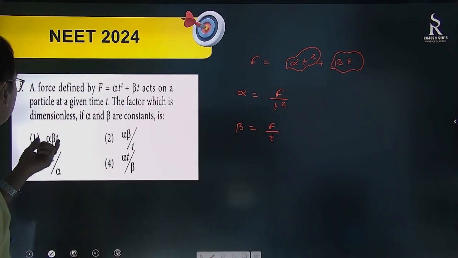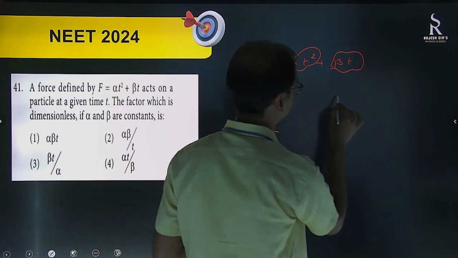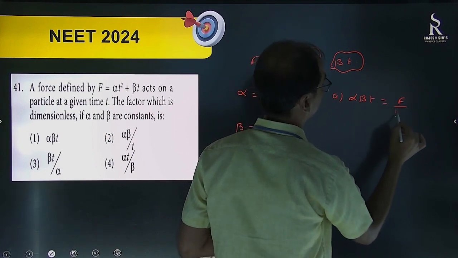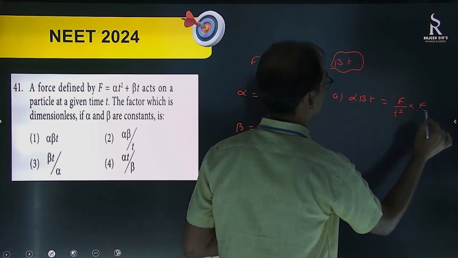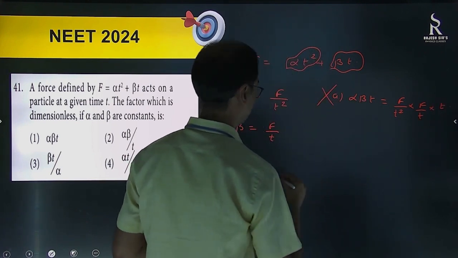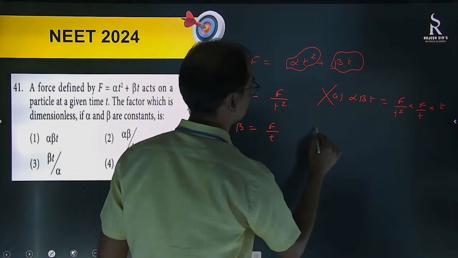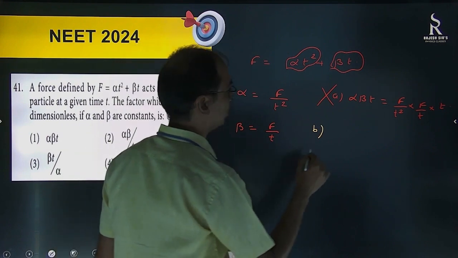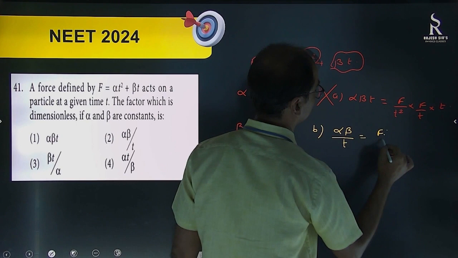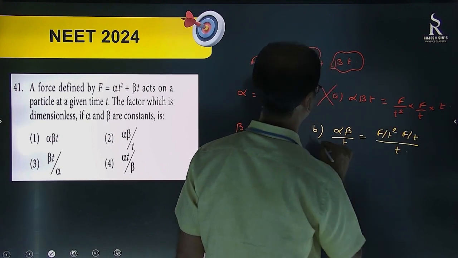Correct. So now what is given? Alpha beta t. So alpha into beta. Alpha beta t, first option I am checking. Alpha beta t means F by t square into F by t into t. This is not dimensionless. This is wrong. B option then. Okay, B option, let's see. B option says alpha beta by t. This also doesn't look like it. Why? Because this is F by t square, this is F by t and divided by t. How can this be dimensionless?